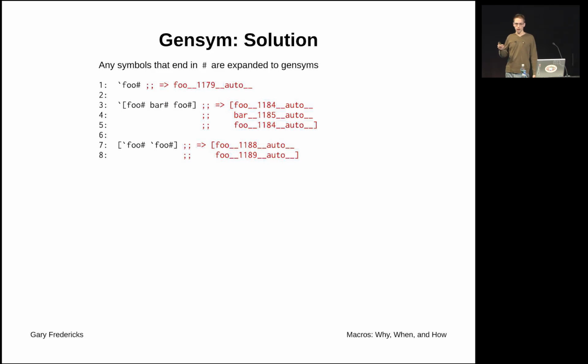If you put a hash sign at the end of a symbol, it will automatically turn it into a Gensym for you. And helpfully, on line 3, if you use the same name for a Gensym more than once, it will expand it to the same thing. And on line 7, if you have 2 separate syntax quotes, then it's going to expand differently, which is good because that allows macros to work together without conflict.